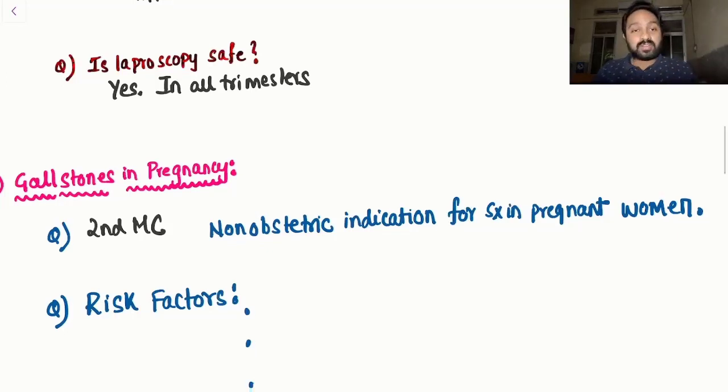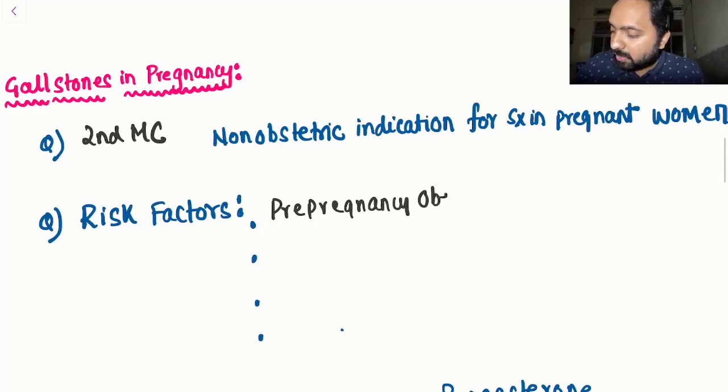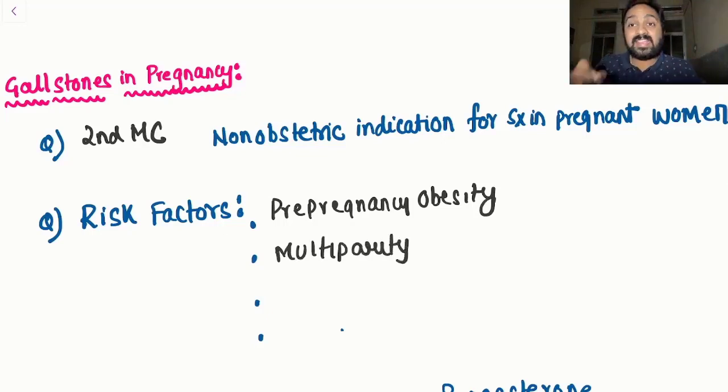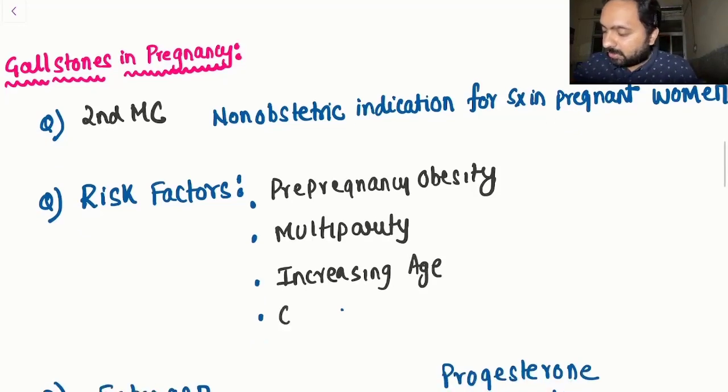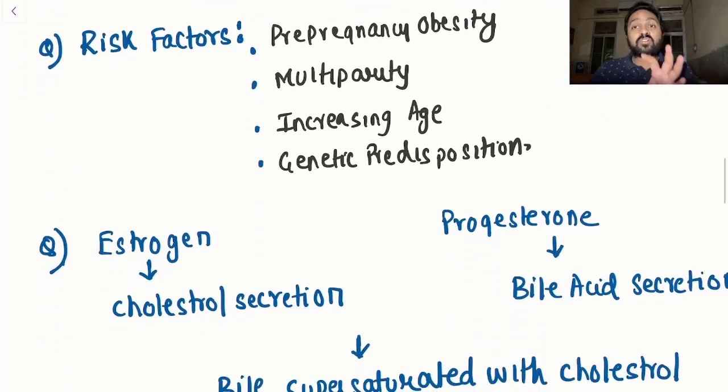What are the risk factors? We have pre-pregnancy obesity, then multiparity, then increasing age, and genetic predisposition. These are some of the important risk factors for gallstones in pregnancy. Now, why do gallstones form? Because of the hormonal effect.